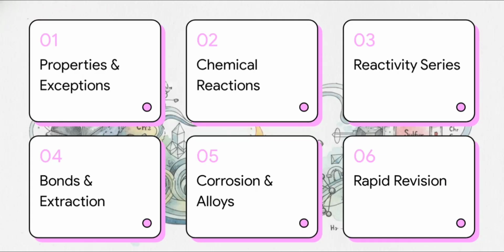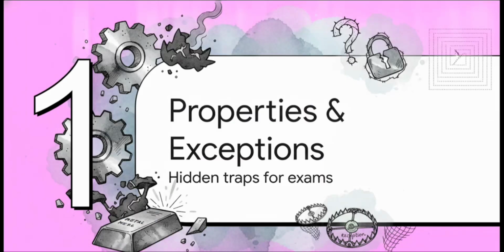Here's our game plan for this explainer. We'll hit 1. Properties and exceptions, 2. Chemical reactions, 3. The reactivity series, 4. Ionic bonds and extraction, 5. Corrosion and alloys, and wrap up with 6. A rapid revision sprint. All right, let's jump right into Section 1, Properties and Hidden Exceptions.